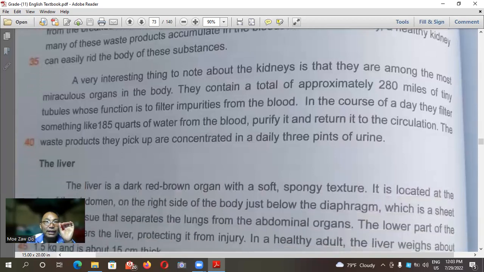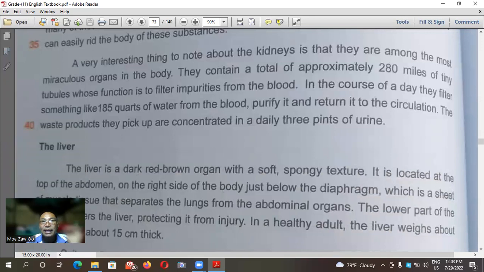Next, a very interesting thing to note about the kidneys is that they are among the most miraculous organs in the body. They contain a total of approximately 280 miles of tiny tubules whose function is to filter impurities from blood. In the course of a day, they filter something like 185 quarts of water from the blood, purify it, and return it to the circulation. The waste products we pick up are concentrated in the 3 pints of urine.